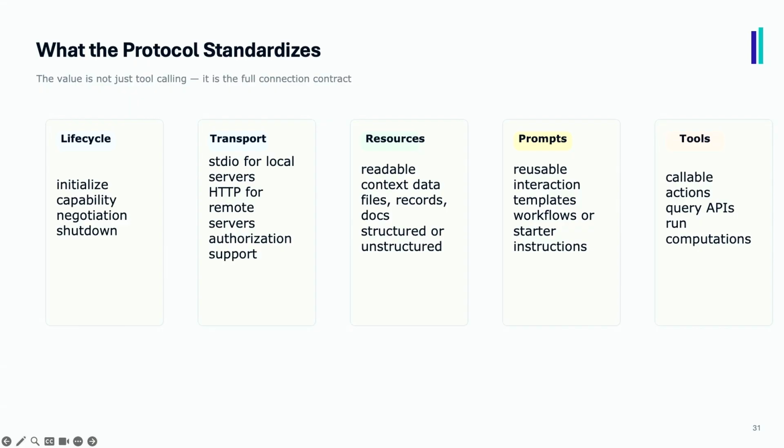When people first hear about MCP, they often reduce it to tool calling, but the protocol is actually broader than that. It standardizes the overall interaction contract: lifecycle, transport, resources, prompts, tools, and the way the host and server understand each other's capabilities. The broader contract is why MCP can support both local and remote patterns and why it's useful as an architectural standard rather than just a convenience feature.